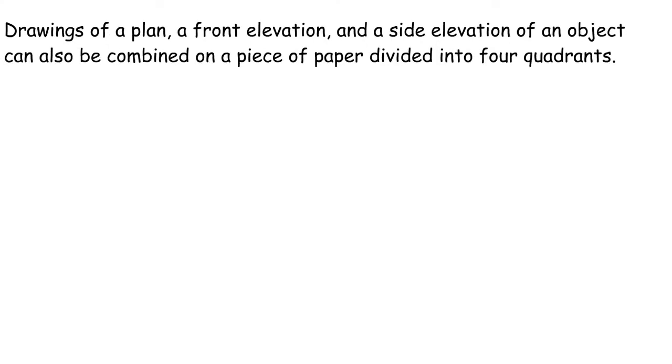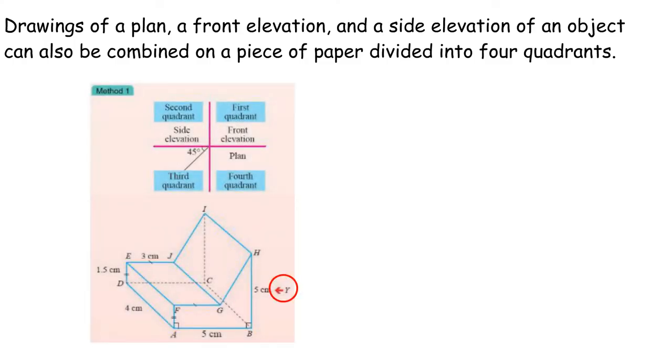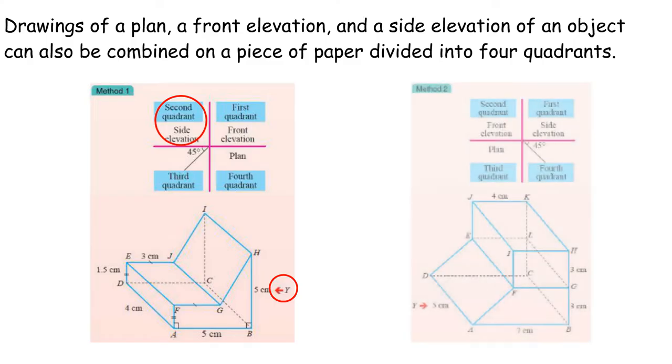Drawings of a plan, a front elevation, and a side elevation of an object can also be combined on a piece of paper divided into four quadrants. Method 1, side view is from right to left. Thus position of this elevation is on the left side of front elevation. Method 2, side view is from left to right. Thus position of this elevation is on the right side of front elevation. The side elevation is drawn on the left or right side of the front elevation, depending on the viewing direction.